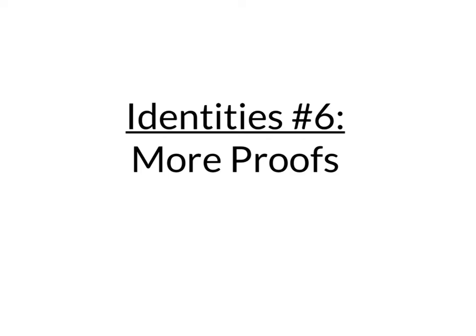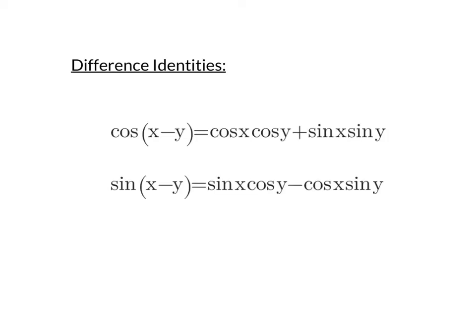I want to use the identities that we have to prove a couple more. First of all, I already showed you how cosine of x minus y is cosine x cosine y plus sine x sine y. And in the notes for today, I proved that sine of x minus y is sine cosine minus cosine sine.